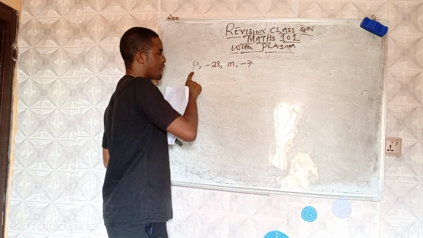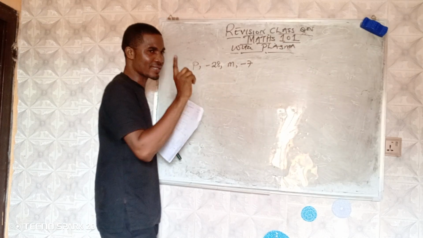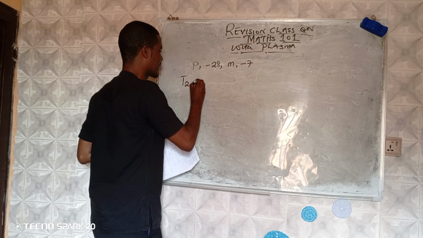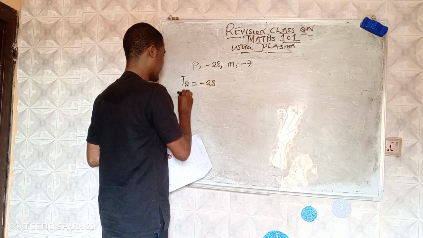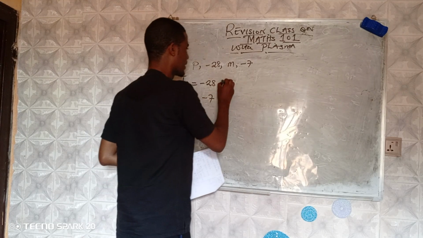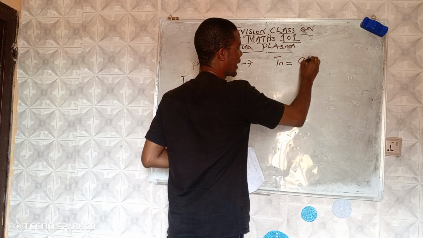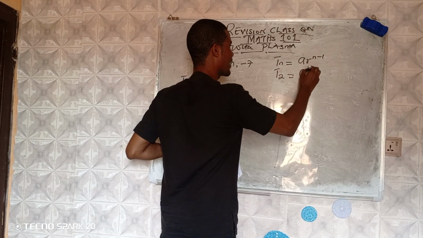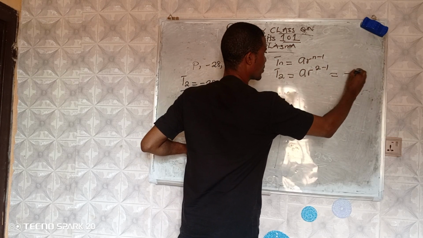If you watch, this is the first term, second term, third term, and fourth term. I know the second term. It's just like saying the second term of a GP is minus 28. So T2 is equal to minus 28. And the fourth term, T4, is equal to minus 7. Remember that Tn is equal to ar^(n-1). So that T2 will be equal to ar^(2-1), and it is equal to minus 28.